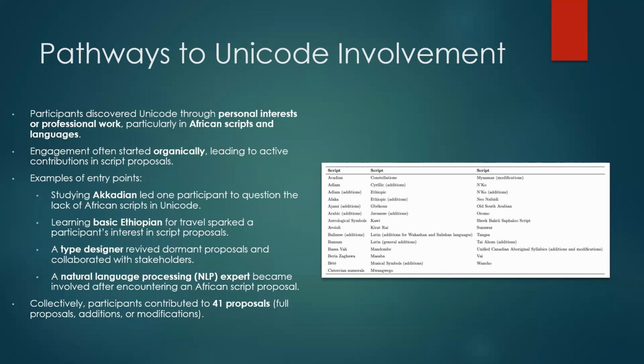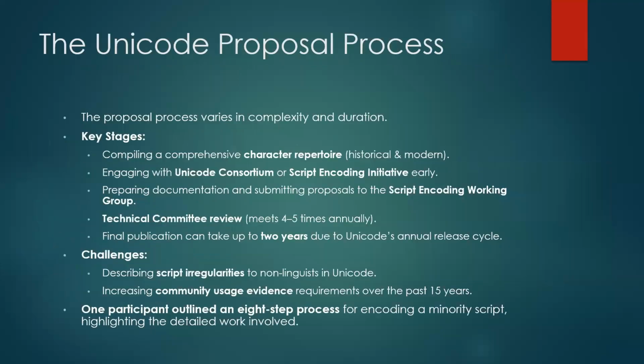So, going back to the proposal process. As I said, it can vary in complexity and duration from anywhere from 2 to 10 years for a full proposal. The key stages are compiling a comprehensive character repertoire, regardless of whether this is historical or modern, and engaging with the Unicode Consortium and/or the Script Encoding Initiative as early as possible. Everyone that I spoke with was quite adamant that you should get in contact with them as early as possible because they're going to provide you with a lot of help and support.